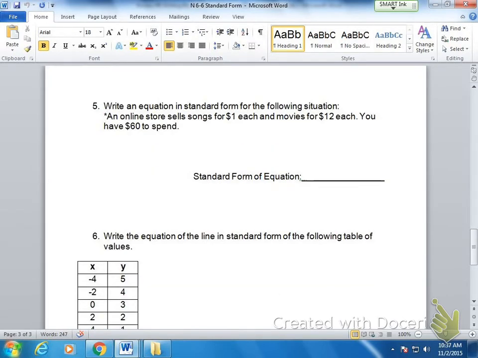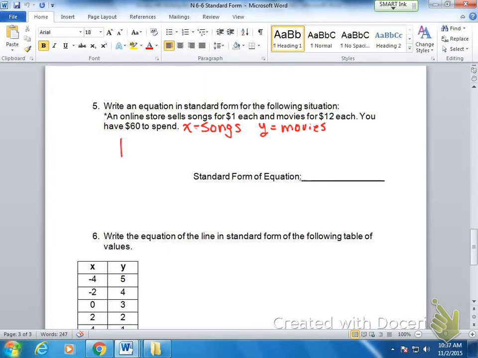Number 5 is similar to number 4. We need to write our equation, then we're going to put it in standard form. It says, write an equation in standard form for the following situation. An online store sells songs for $1 each and movies for $12 each. You have $60 to spend. So the first thing we might want to do is assign our variables. I'm going to say that x is going to equal the number of songs that we buy. And I'm going to say that y equals the number of movies.